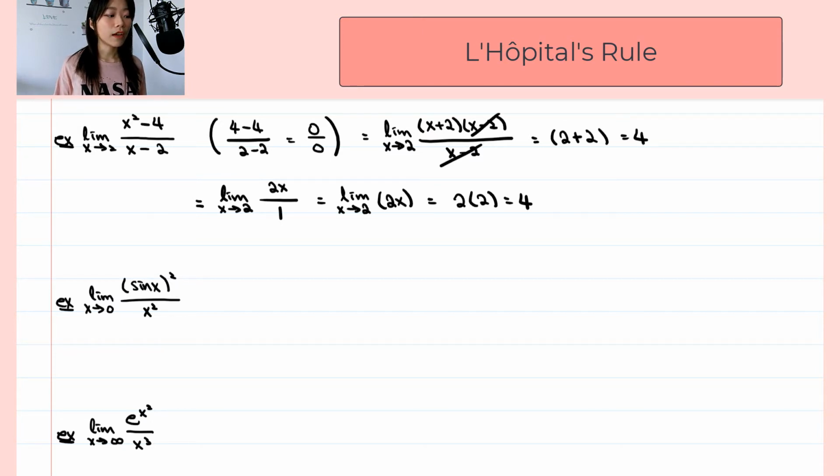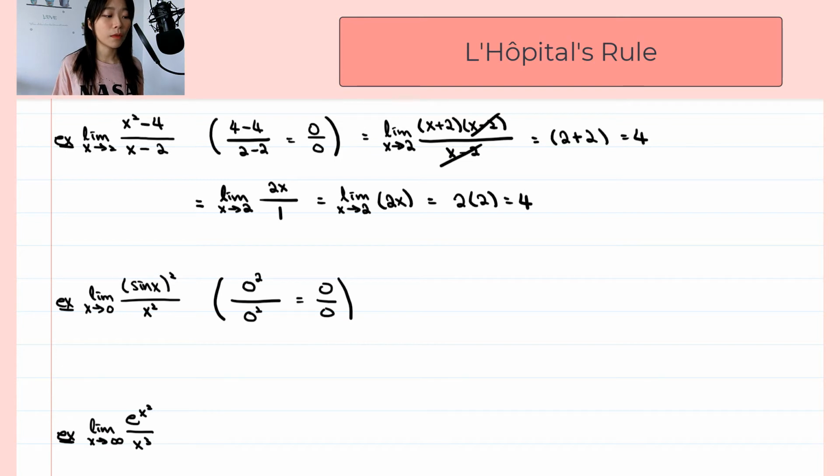Now let's look at the second example. We have the limit of sine of x squared over x squared as x approaches 0. First, as usual, we always need to try the chain rule first. Sine of 0 is 0, so the numerator is 0 squared, and the denominator is also 0 squared. So again we get the type of 0 over 0.